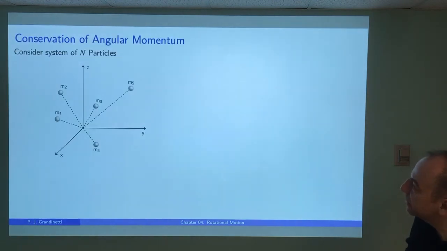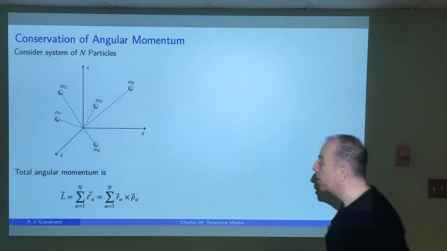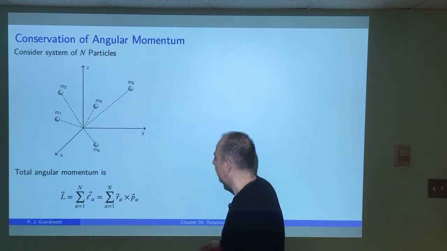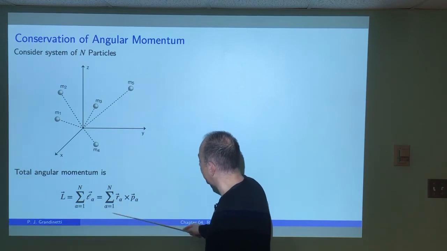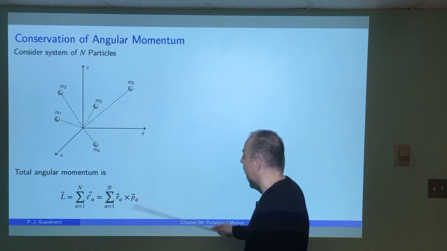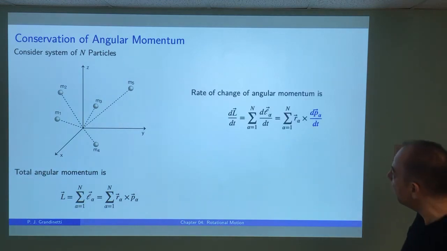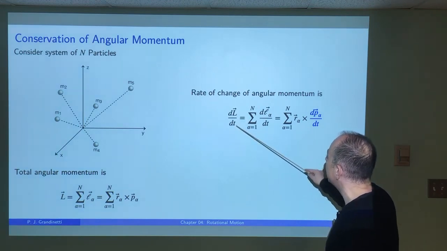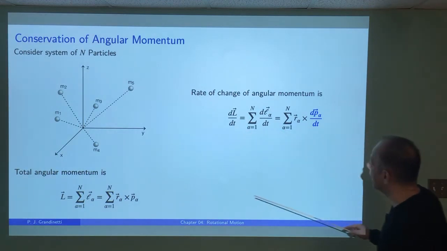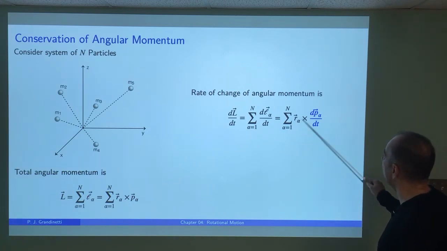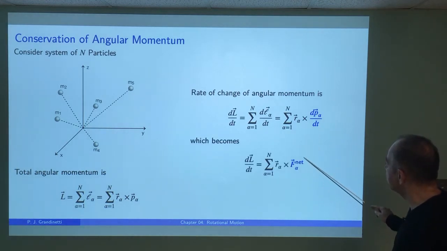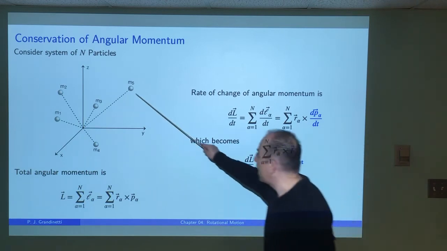Okay. Now let's consider a system of particles and how the angular momentum would behave. And particularly we're interested in the total angular momentum. So the total angular momentum for this system we write as a vector sum over all the particles, and that we can write as the sum of the cross products of r and p for each particle. And the rate of change of the total angular momentum, dl dt, is going to be the sum of the change in the individual angular momenta, and we can write that as the sum of the cross product of r and dp dt, just like before. This we're going to recognize as the net force acting on the alpha particle.